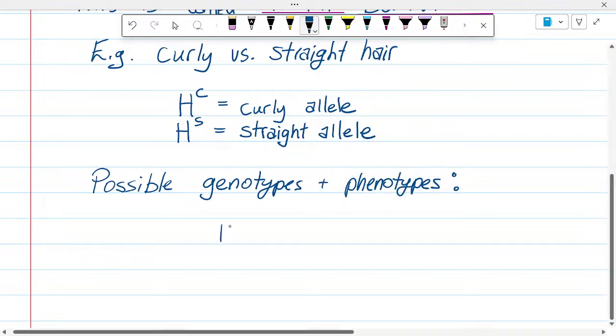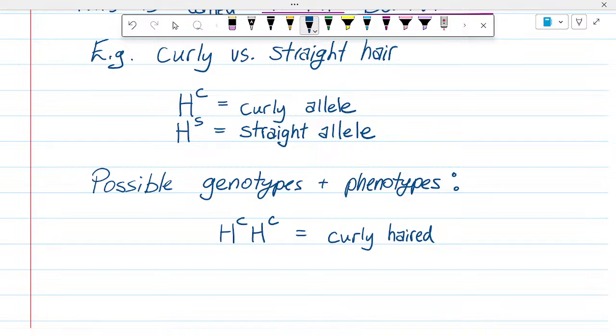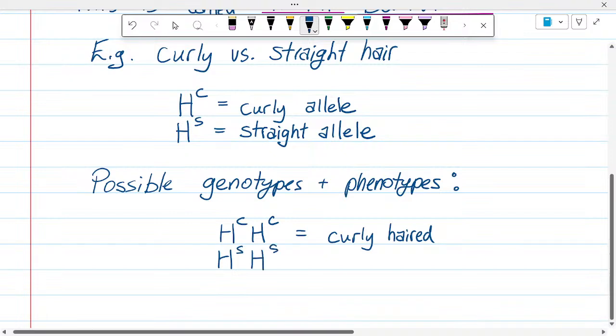Yeah, very good. You could have 2 copies of the curly allele, so we'd say HCHC. And what's that person going to look like, obviously? What's their phenotype going to be? They're going to be curly-haired, right? And the other possible alleles would be what? Yep. HS and HS. Very good. In that case, we would obviously say that they have what kind of hair? Straight hair.